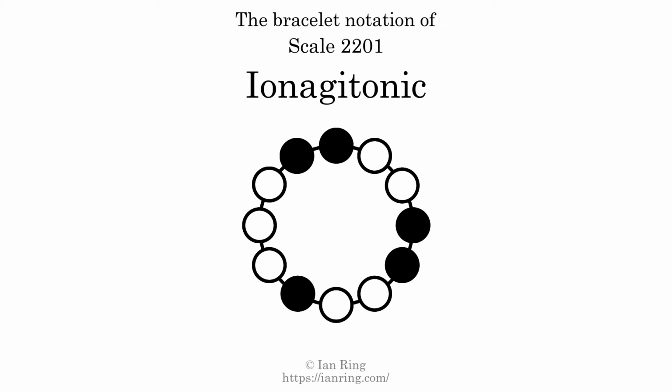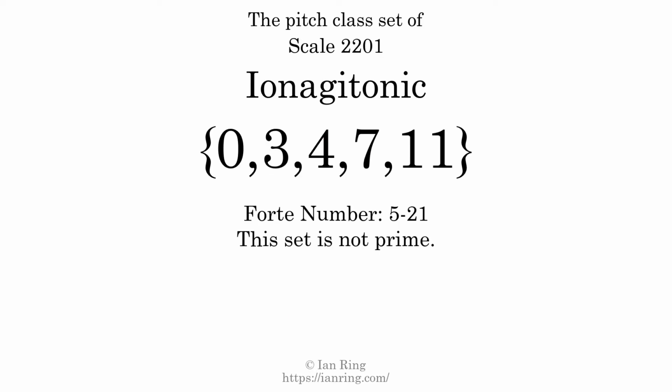This is a bracelet notation diagram of scale 2201. The shaded circles represent tones that appear in the scale, and they are read clockwise, starting at the top. The pitch class set for this scale is 0, 3, 4, 7, 11. The fault class is 521. This set is not prime.